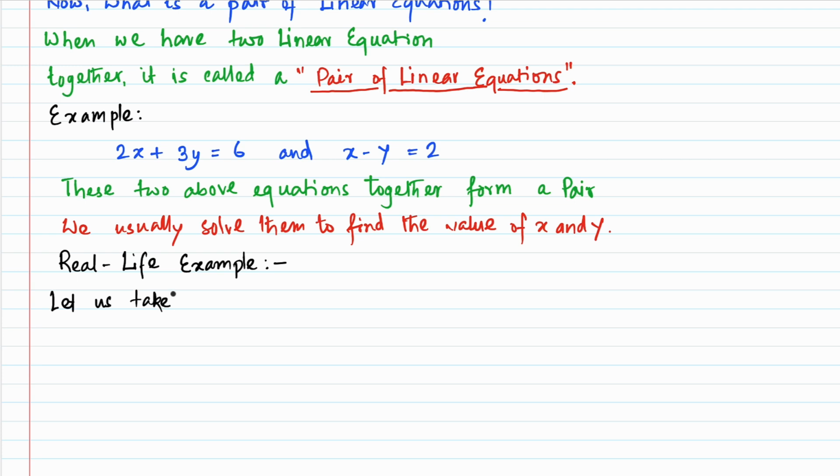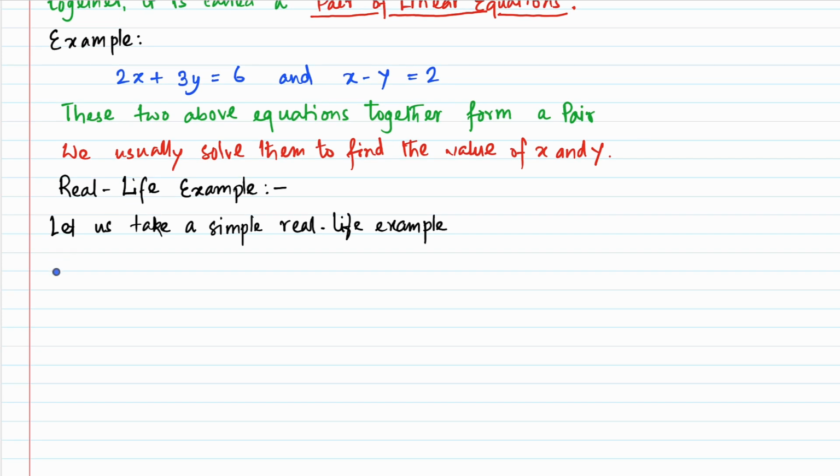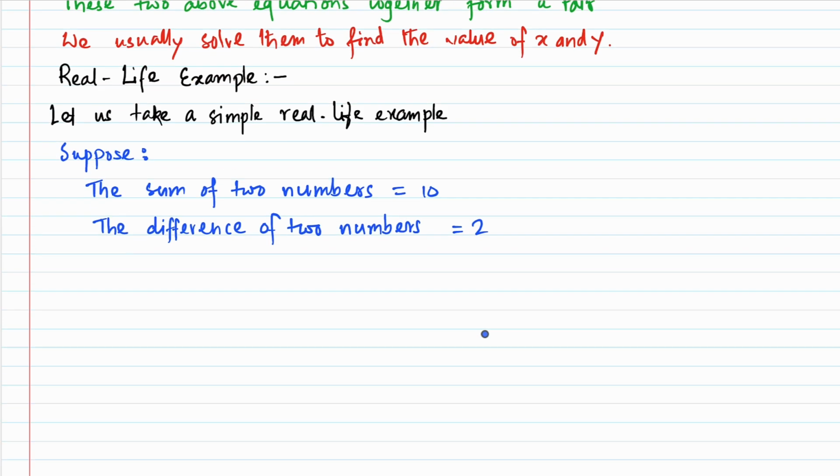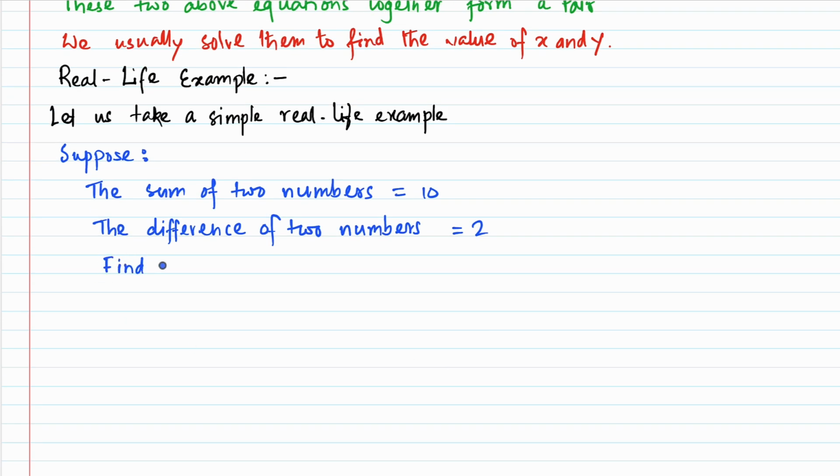Now let us take a simple real life example. Suppose the sum of two numbers is equal to 10 and the difference of those two numbers is equal to 2. This is the statement, or the problem, which is given. Now find the numbers. So how will we deal with this problem? This is a real life problem and we have to find the numbers whose sum is 10 and whose difference is 2.